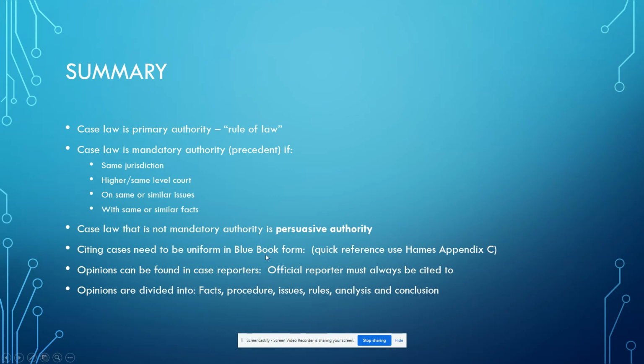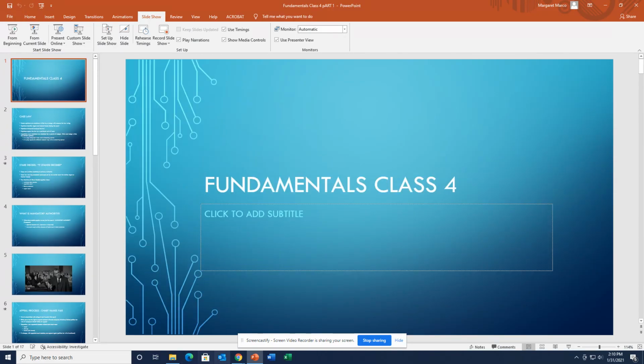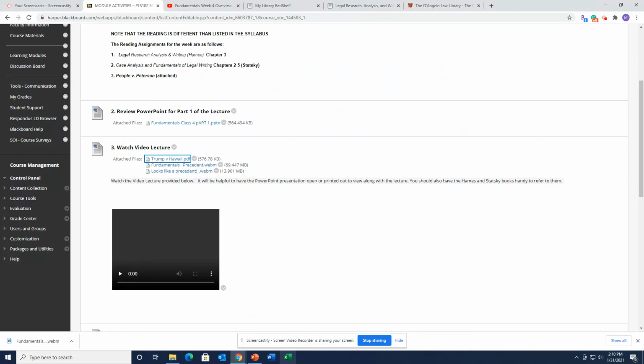Okay, remember always to cite in Bluebook form, like we went over in last week's module. Opinions can be found in case reporters. Remember to always cite to the official one. And our opinions are divided into facts, procedures, issues, rules, analysis, and conclusion. Okay, so that's our first part of our lecture for today. Reach out to me if you have any questions.